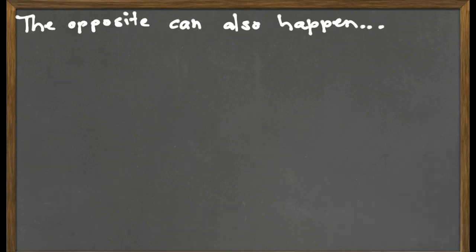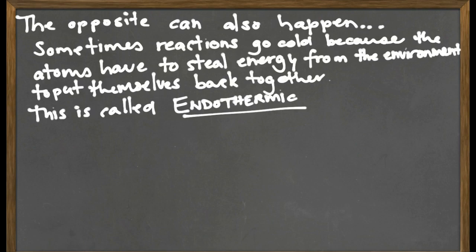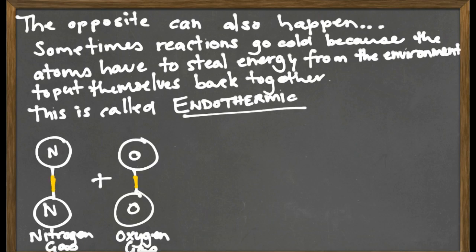Now the opposite can also happen. Sometimes reactions get really cold because the atoms have to steal energy from the environment to put themselves back together again, and this is called endothermic reactions. So here I've got an example. Nitrogen gas. We have this in the air all the time. We also have oxygen gas in the air. Now notice how much energy is holding the nitrogen gas and the oxygen gas together. Their atoms don't need a lot of energy.